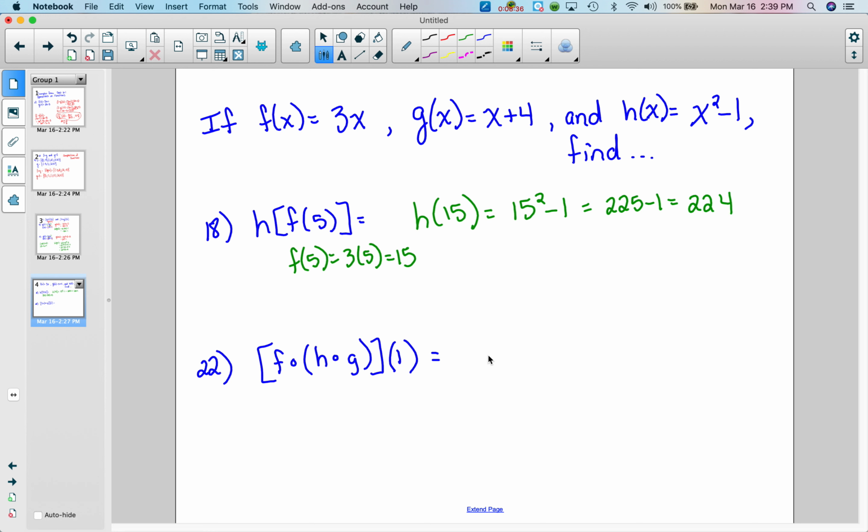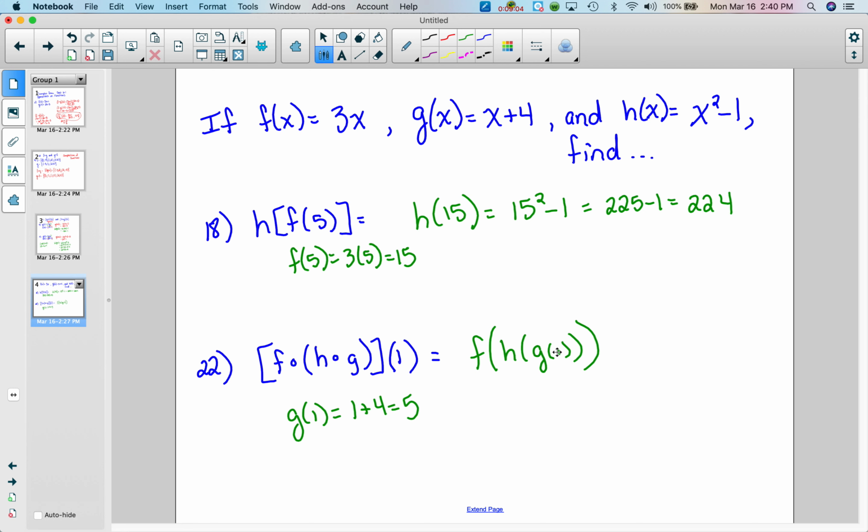And on the next one, we have f of h of g of 1. Now, you might prefer to write it like this, f of h of g of 1. And I like to make my parentheses different sizes. So you're going to start with the inside function. You're going to evaluate g of 1 first. So when you do, you get 1 plus 4 is 5.